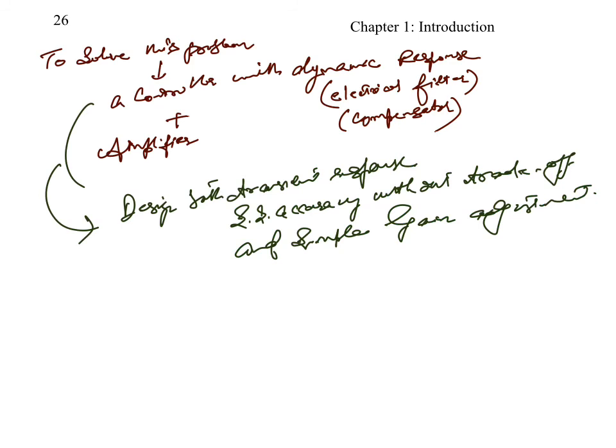Now to solve this type of problem that we discussed in the last slide, a controller with dynamic response, that is an electrical filter or compensator, along with the amplifier can be used. With this type of controller, it is possible to design both the required transient response and the required steady state accuracy without the trade-off required by simple gain setting. So this controller with dynamic response is known as the compensator.